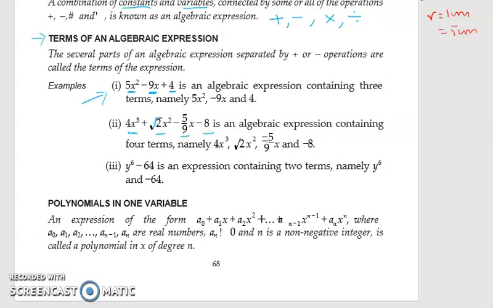An expression in the form of a0 plus a1x plus a2x square plus ... plus an minus 1 xn minus 1 plus an xn, where a0, a1, a2 are real numbers and n is a non-negative integer, is called a polynomial in x of degree n. Remember this term, students: non-negative. What is important, you have to keep this in mind, it is non-negative, and it is an integer.